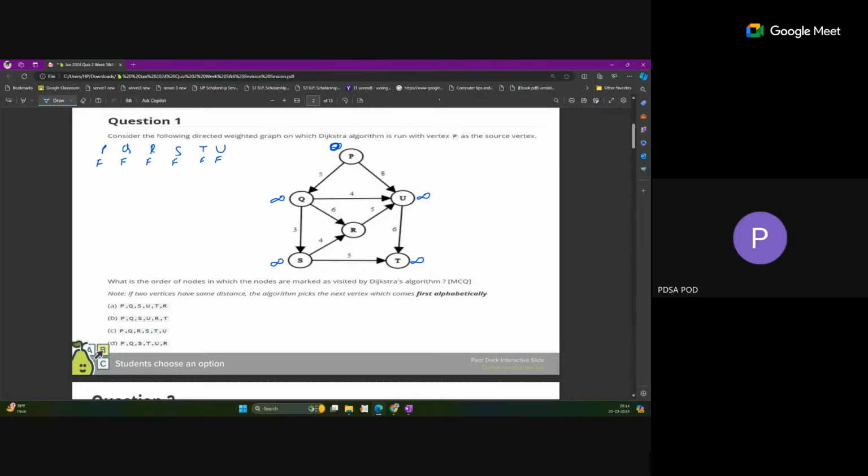Now, this is the source vertex, and we are starting from this source vertex. So this vertex will be visited first. That means we will mark this as true first. So you can see in the options we are getting the first node P.